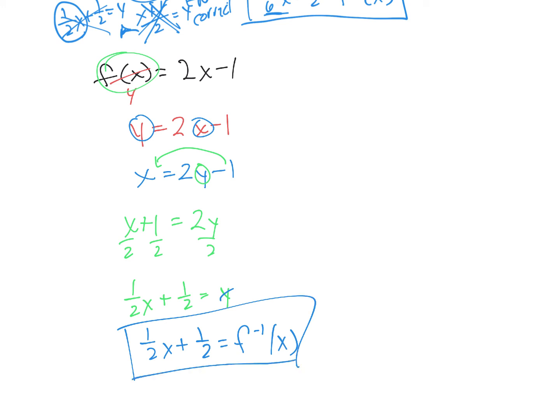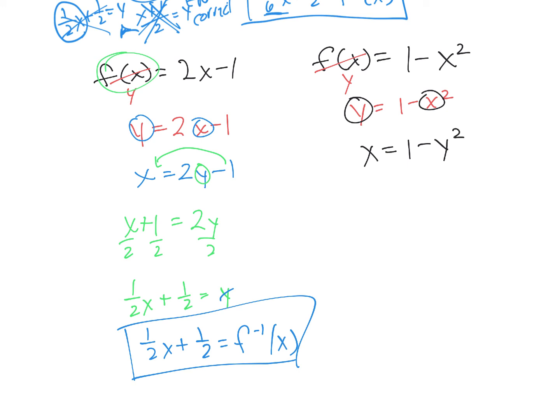Okay, so let's look at some that are not linear. So we have one now that has a power of 2, so hopefully we all know what that is, right? So we're going to replace the f of x with y. So y equals 1 minus x squared. And hopefully you all said that that was a quadratic, right? That power of 2. We're going to flip our x and our y. We are going to solve for y.